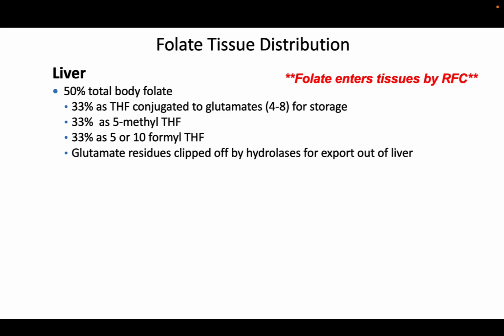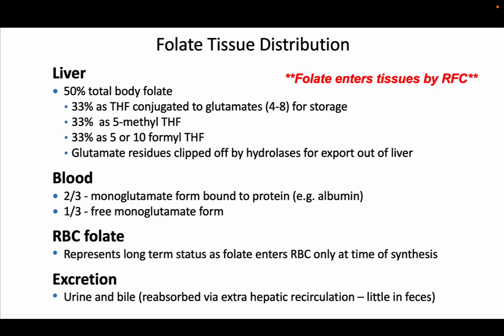So tetrahydrofolate will be 33%, 5-methyl tetrahydrofolate is another third, and then the final third is a 5 or 10-formyl tetrahydrofolate. And all of these would be locked in the liver by adding extra glutamic acids. Glutamate residues can then easily be hydrolyzed back off so that these can be exported from the liver and shared with other tissues as well.